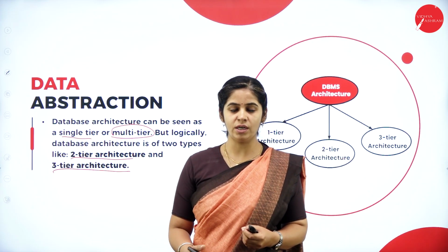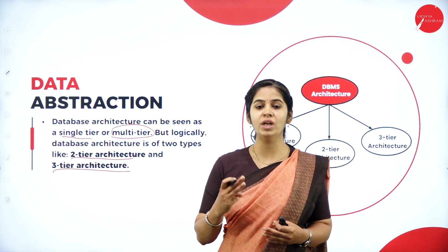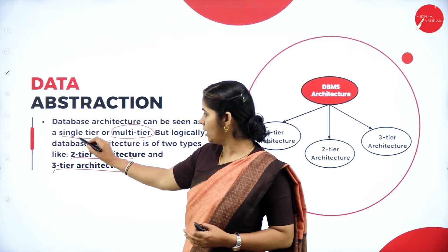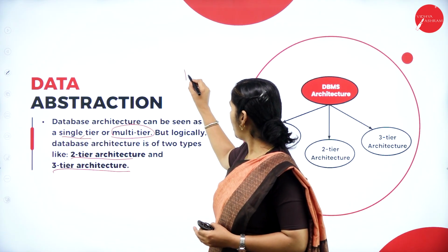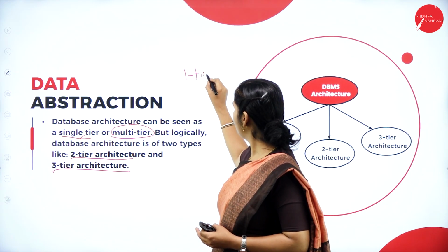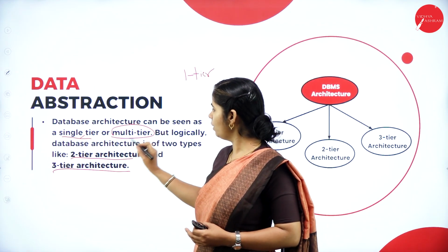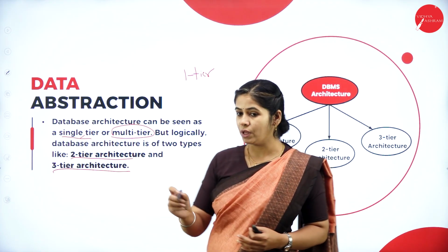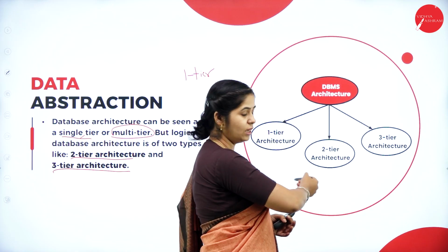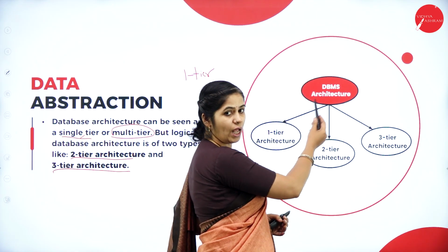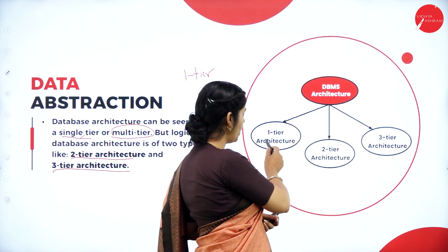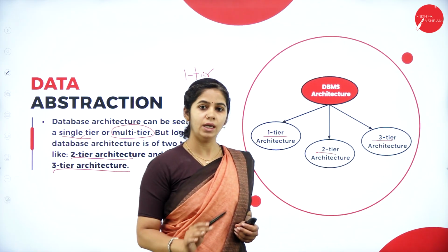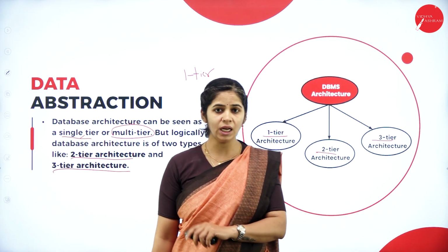So basically there are 3 types of architecture in the database management system. One is single tier, called 1-tier architecture, and in multi-tier we have 2-tier architecture and 3-tier architecture. That is what is depicted in the picture. Database architecture has been categorized into 3 types: 1-tier architecture, 2-tier architecture and 3-tier architecture. Let's see one by one.